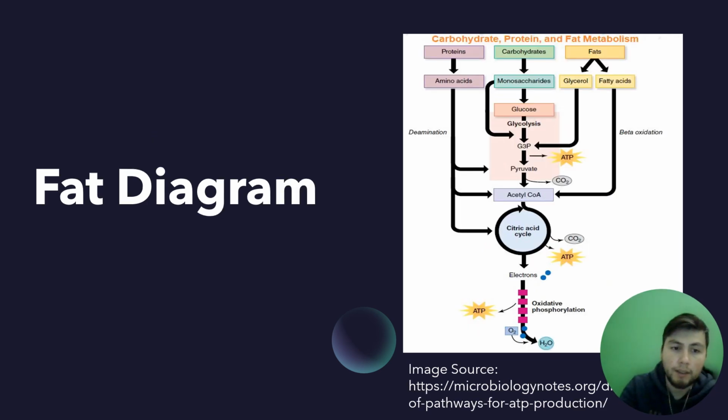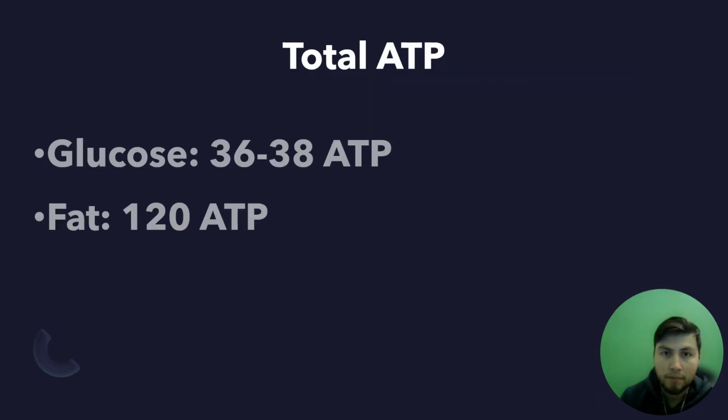So next we're going to go ahead and talk about how fat is broken down to produce ATP. Taking a look at the fat diagram, we can see that fat is broken down into fatty acids, which are then converted to acetyl-CoA through beta oxidation. Then the acetyl-CoA enters the citric acid cycle to produce electrons that are used by the electron transport chain to generate ATP.